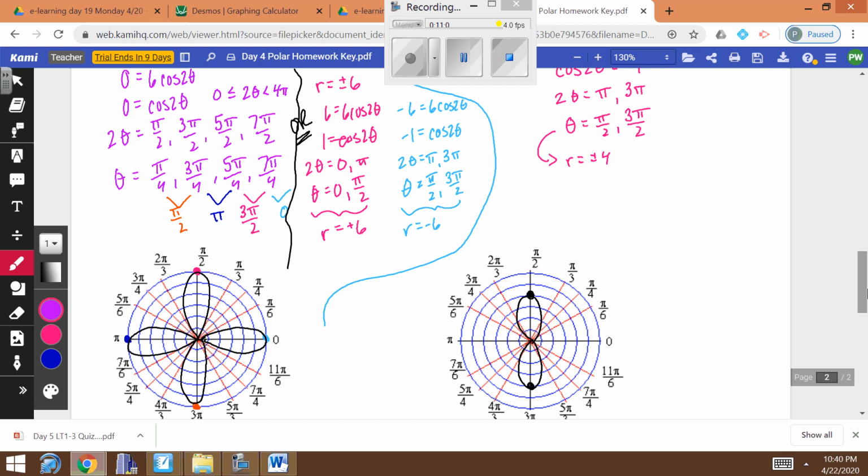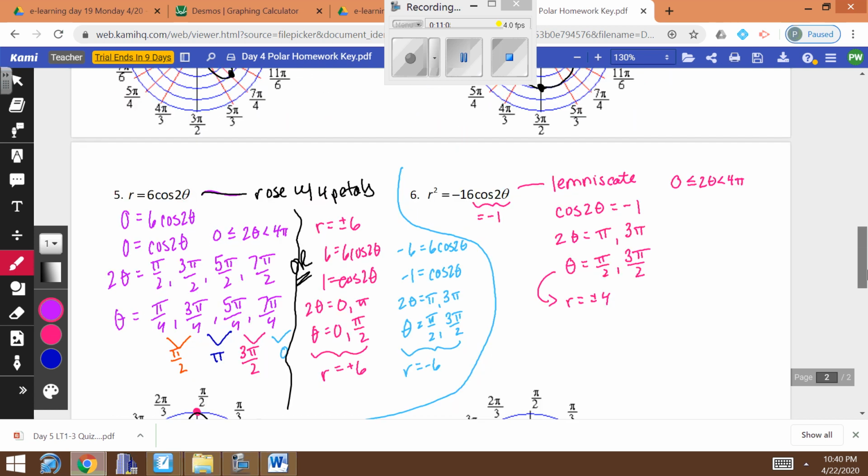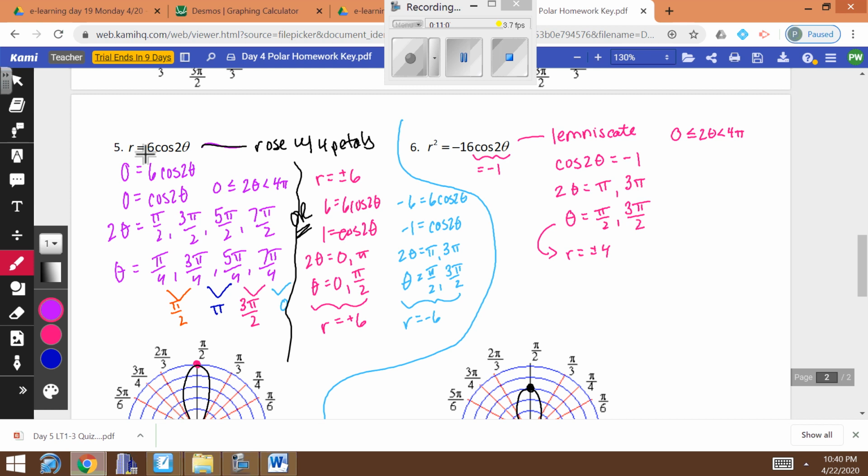Again, if it's easier for you, you can notice that we know this is a rose with 4 petals and that the biggest distance away from the pole is 6, because the biggest value for the cosine would be 1 right here. But cosine here could be -1. We don't have an r squared here, so it could be negative. So we really want to find out where that r value is positive 6 and -6. Those would be the furthest away from the pole values. So we found both of them.